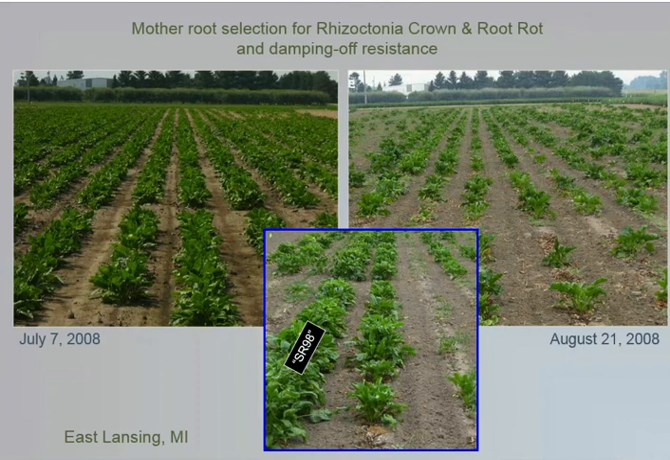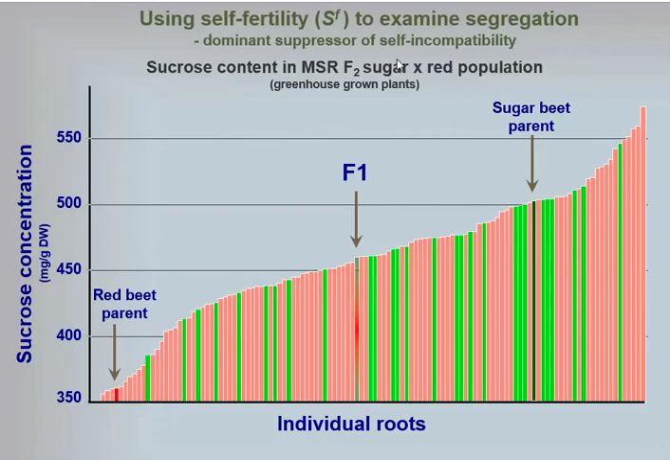So here's a selection that we released as SR98, and this one actually has damping off resistance, and that damping off resistance also transfers through to the adult form of the disease, which is called crown and root rot. We don't know if they're the same or different mechanisms.